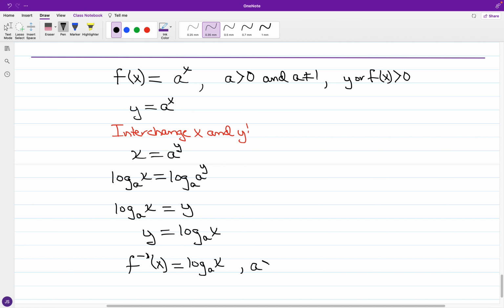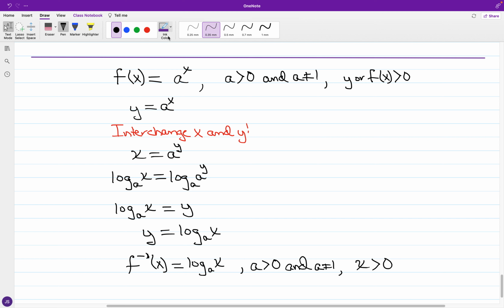And just restating, you still had the same conditions regardless of whether a is an exponential or logarithmic base. So a is positive except for 1. And this time for the logarithmic term, the argument must be positive.